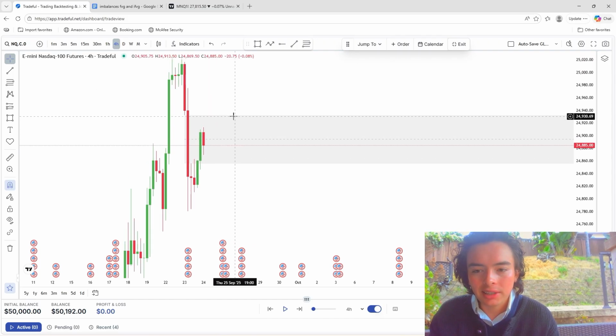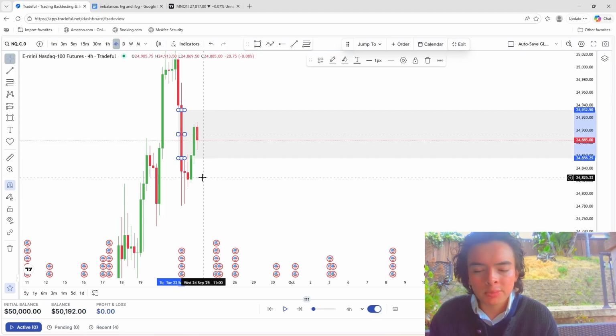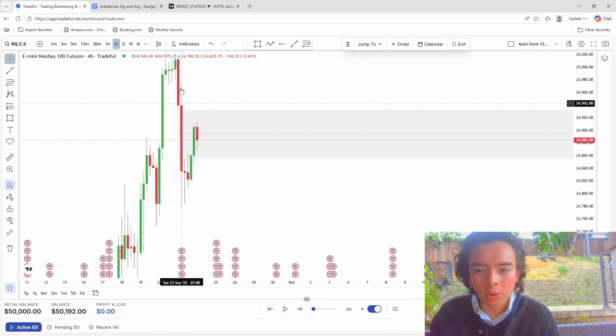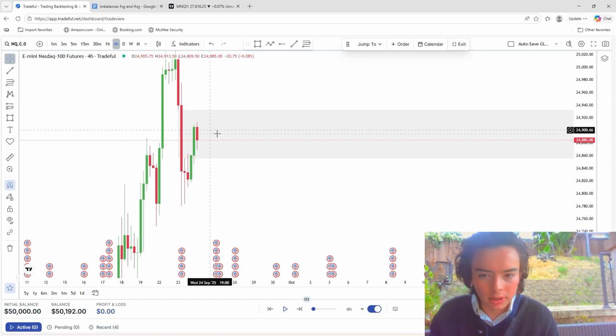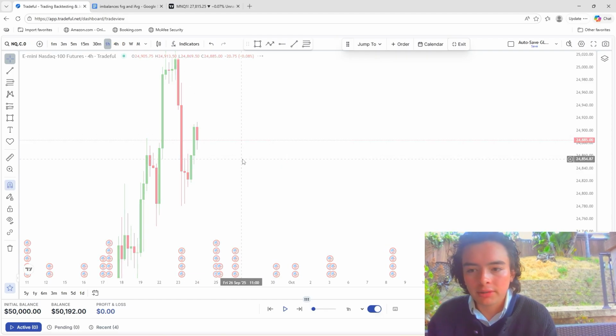So because of that, I am expecting a rejection off this gap, and once again into lower. That is my reasoning for a bearish bias on the 4-hour time frame: we're inside this gap, and off these gaps we reject. So that is my 4-hour bias.